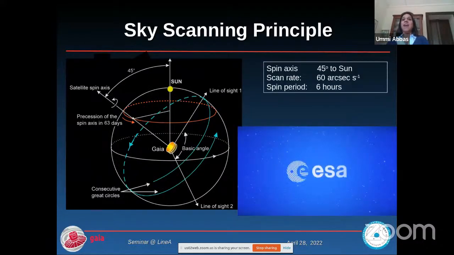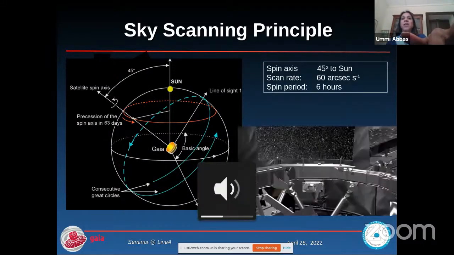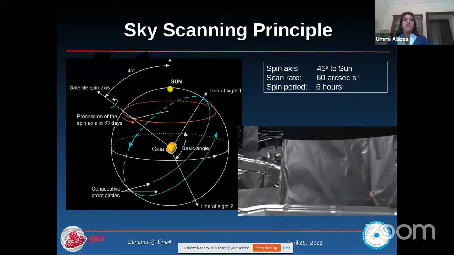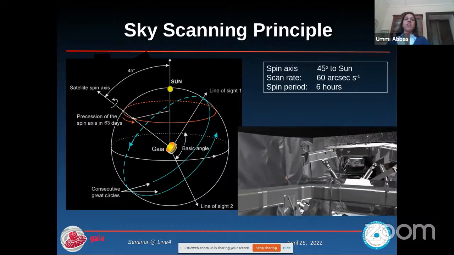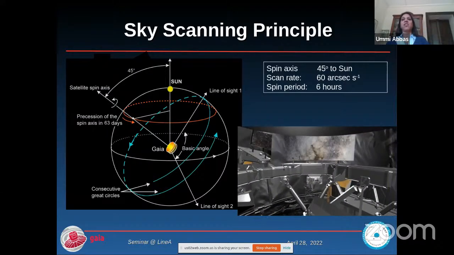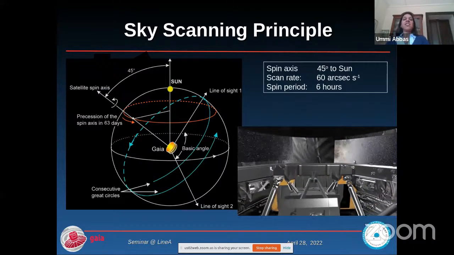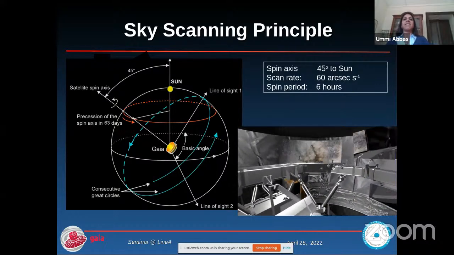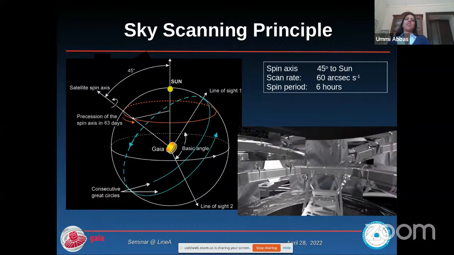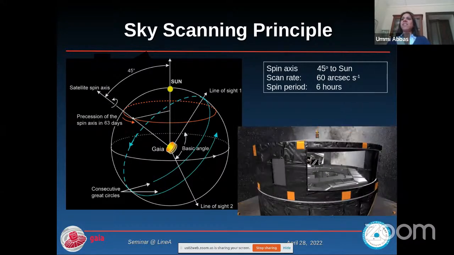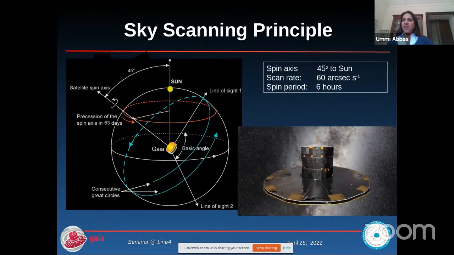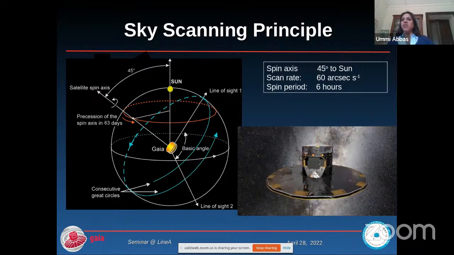Here I just want to show the scanning principle. As I briefly showed in the previous slide, we have the spinning axis of Gaia that is inclined at 45 degrees with respect to the Sun. You have a precession of the spin axis that is of the order of 63 days. And there's a basic angle. Gaia has two fields of view. As we can see in this animation, essentially there are two windows which you can view as the fields of view, field of view 1 and field of view 2.